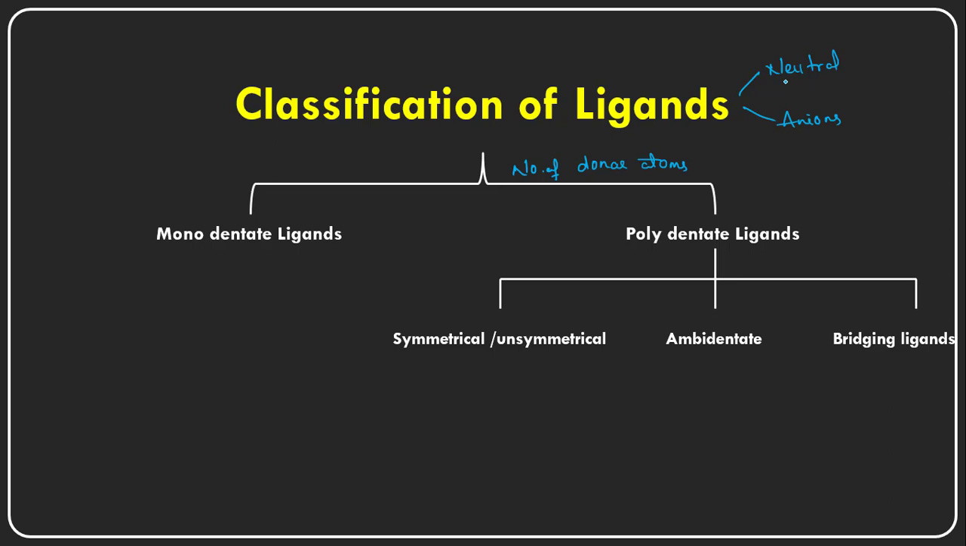So the ligands are of two types, neutral molecules and anions, and the neutral molecules carry a lone pair of electrons. And anions are nothing but those carrying a negative charge. If any atom or ion carries a negative charge, that is called an anion. And neutral molecules are those which carry a lone pair of electrons. For example, the water molecule.